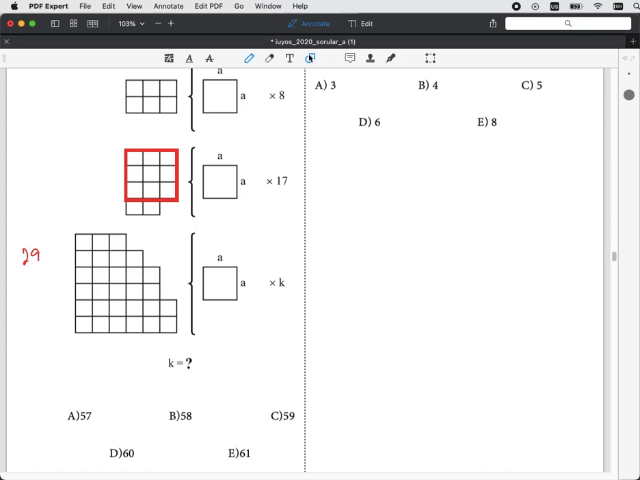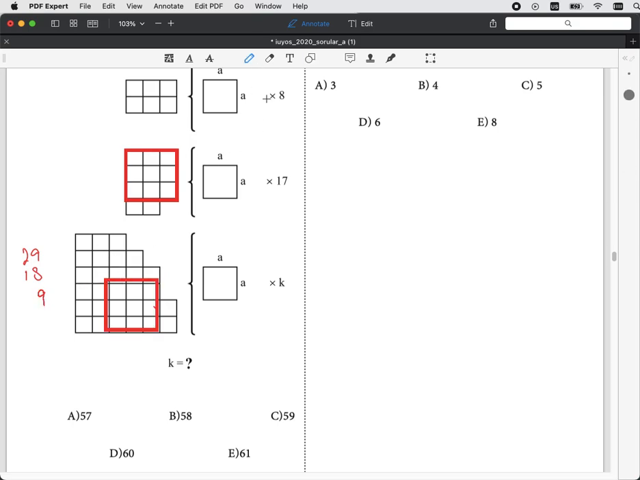And now it is for 2. 2 unit square is going to be like this. 1, 2, 3, 4, 5, 6, 7, 8, 9, 10, 11, 12, 13, 14, 15, 16, 17, 18. Okay, this one is 18. Now it is 3 unit square. One, two, three, four, five, six, seven, eight, nine. Okay, this is 9.